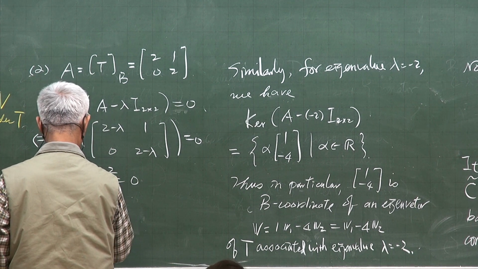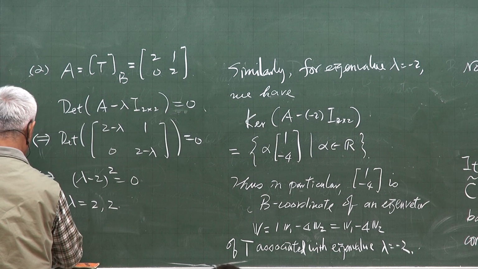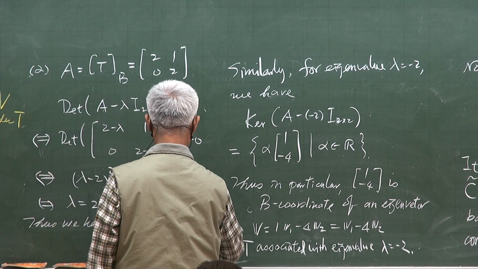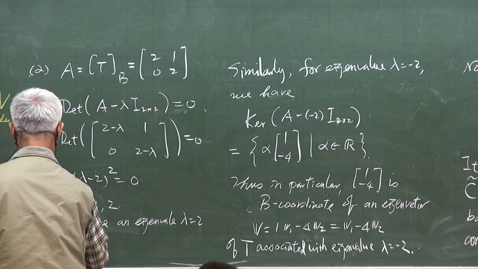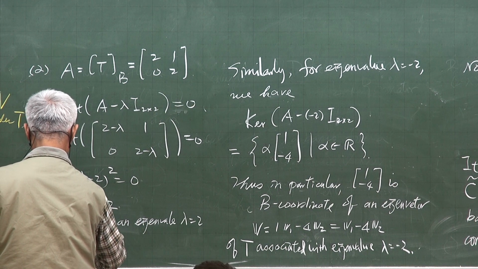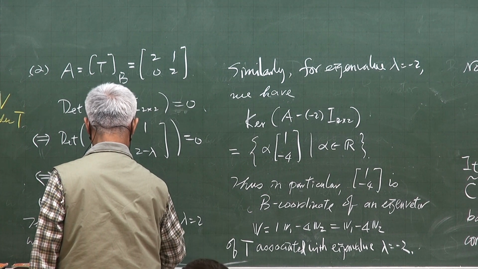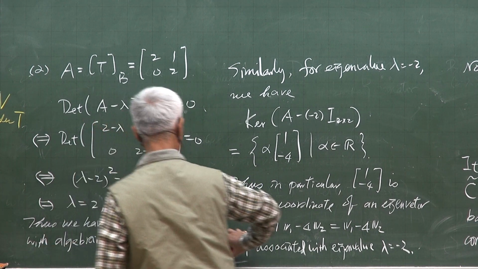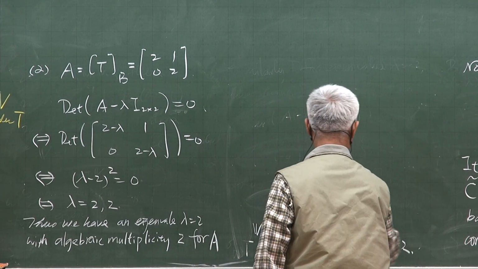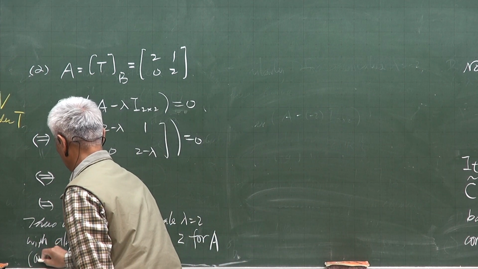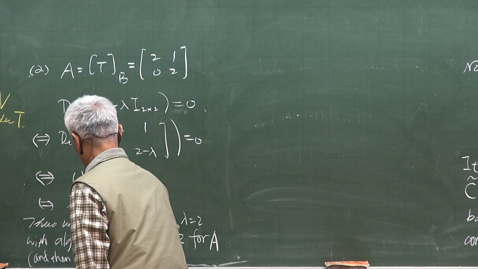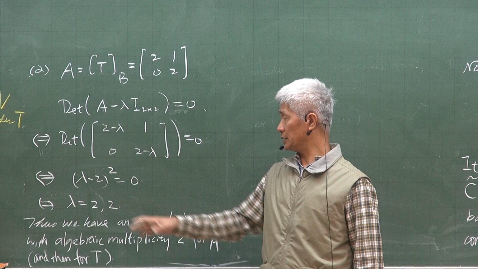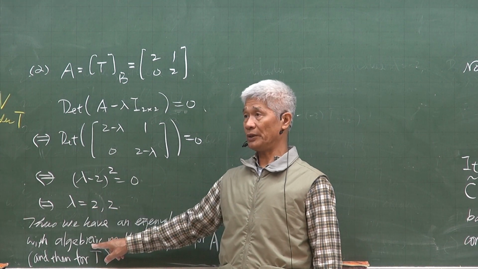So that we have an eigenvalue lambda equal to 2 with algebraic multiplicity 2 for A, and then, of course, for T. Because if we use a different matrix representation, then we'll get the same eigenvalue too, with the same algebraic multiplicity.